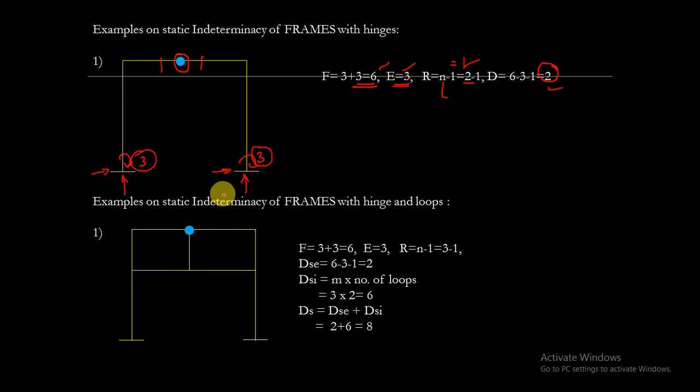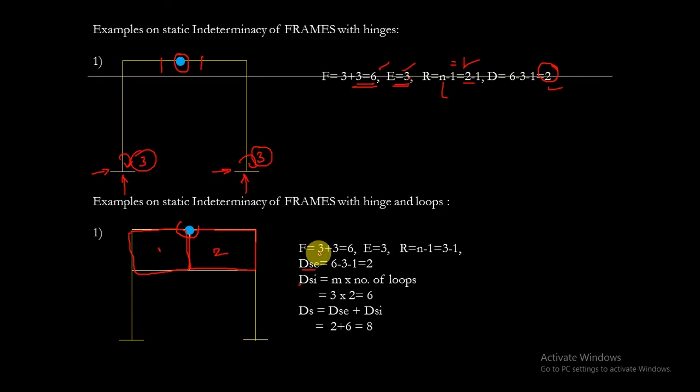And let us see the static indeterminacy of the frames with hinge and loops. This is the first loop, this is the second loop. So total number of loops in this frame is 2, and the number of members connecting to the hinge is 3. Okay, when a loop is given, there comes into the picture that internal indeterminacy. Internal indeterminacy is nothing but m into number of loops. Let us see the external indeterminacy first.